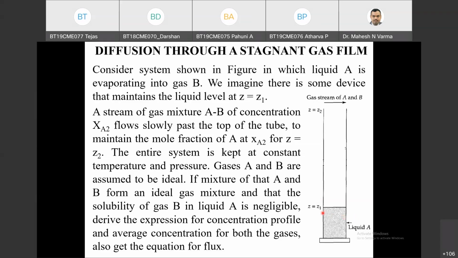Because radially the concentration of liquid A remains constant. There is no change in concentration. If you move from here to here, concentration is constant. Concentration is constant in R direction. Hence, there is no flux, or the concentration is not changing in R direction. So there is no driving force as such to change the concentration in R direction.